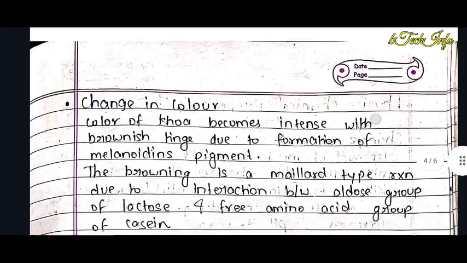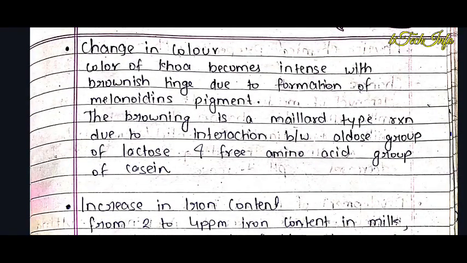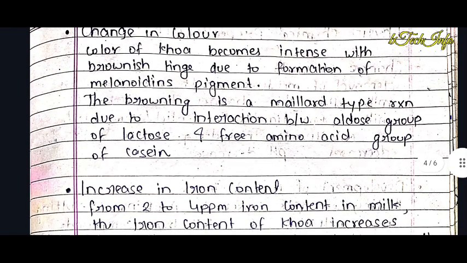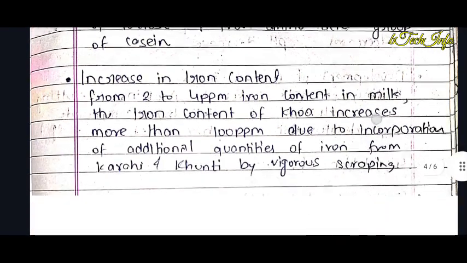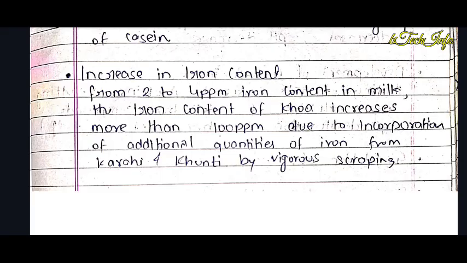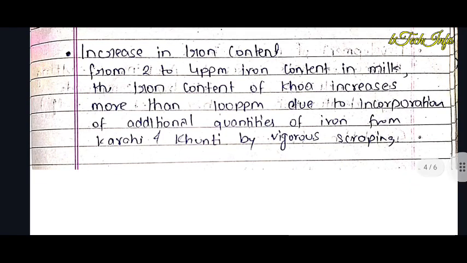Okay, so now change in color. The color of Khoa becomes intense with a brownish tinge due to formation of melanoidin pigment. The browning is a Maillard type reaction due to interaction between the aldose group of lactose and the free amino group of casein. Now, increase in iron content. From 2 to 4 ppm iron content in milk, the iron content of Khoa increases to more than 100 ppm due to incorporation of additional quantities of iron from the karahi and kunthi by vigorous scraping.